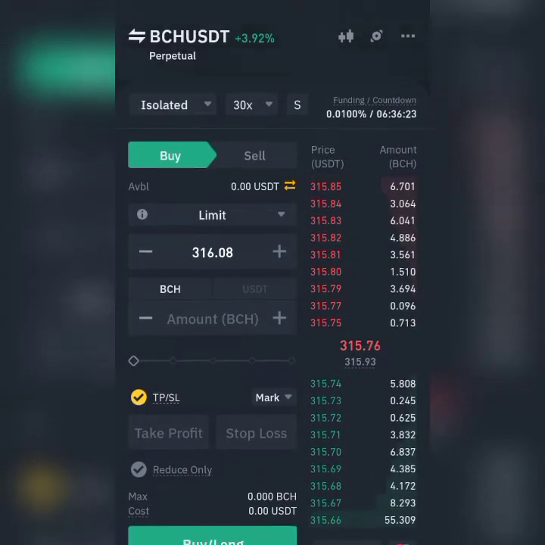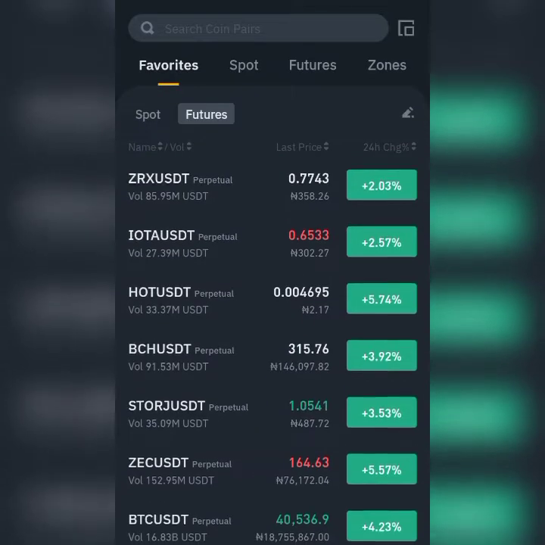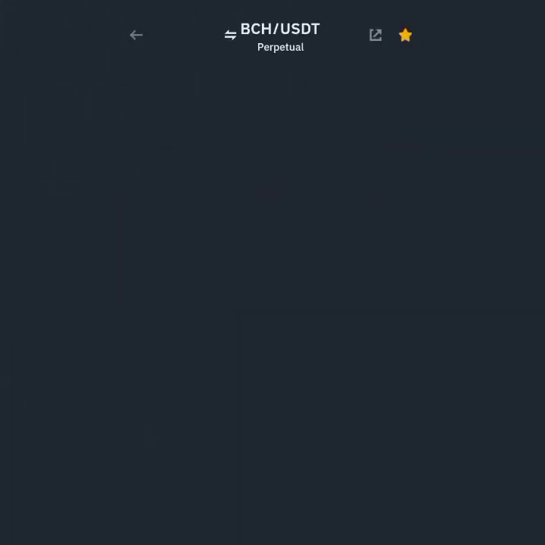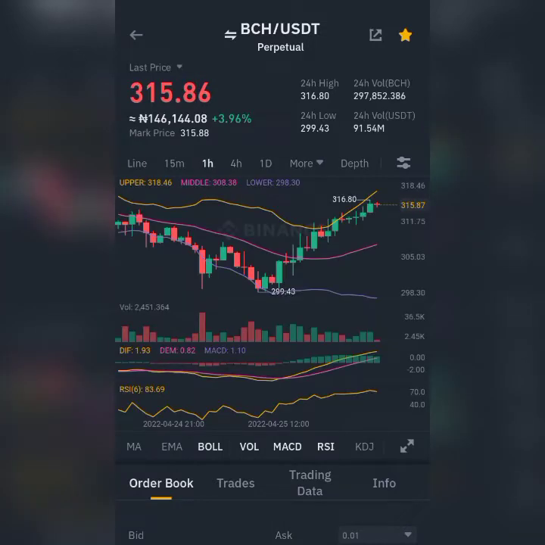So on futures trading, I'm going to use the BCH USDT pair because I love it quite a lot. I love BCH. It's one of the coins that I can term as more stable than some other crypto coins. So I'll be using the BCH USDT. Let's go for the 1 hour time frame. Now the first strategy I mentioned in my ebook is scalping.